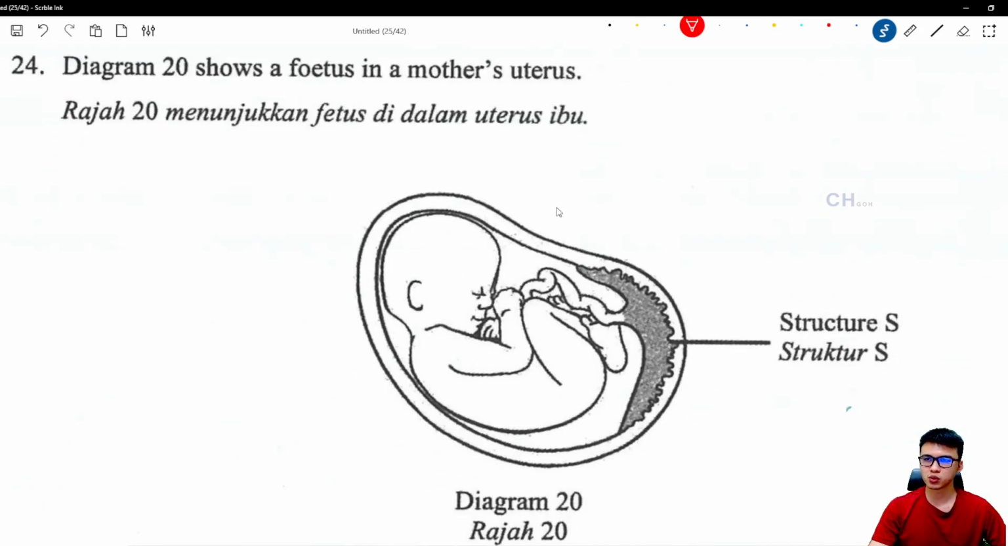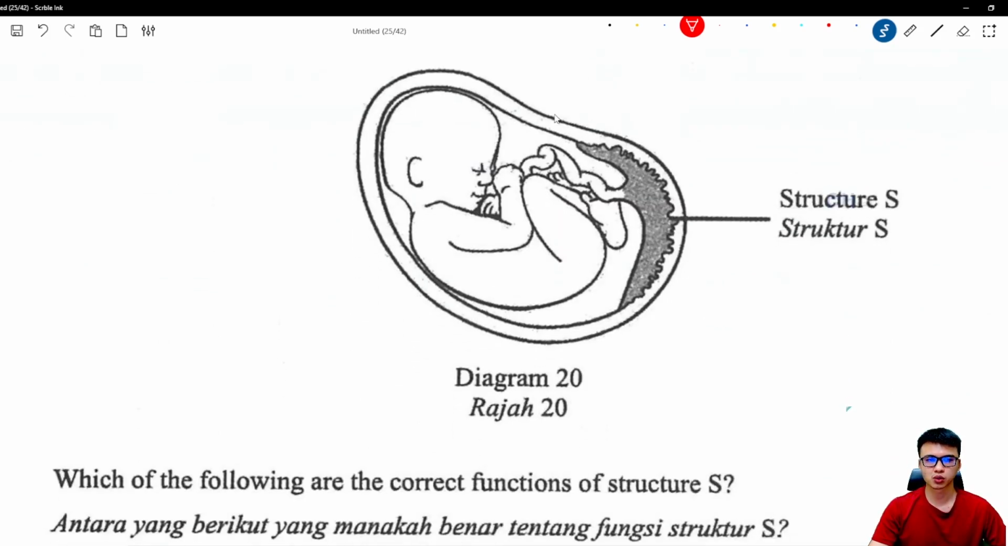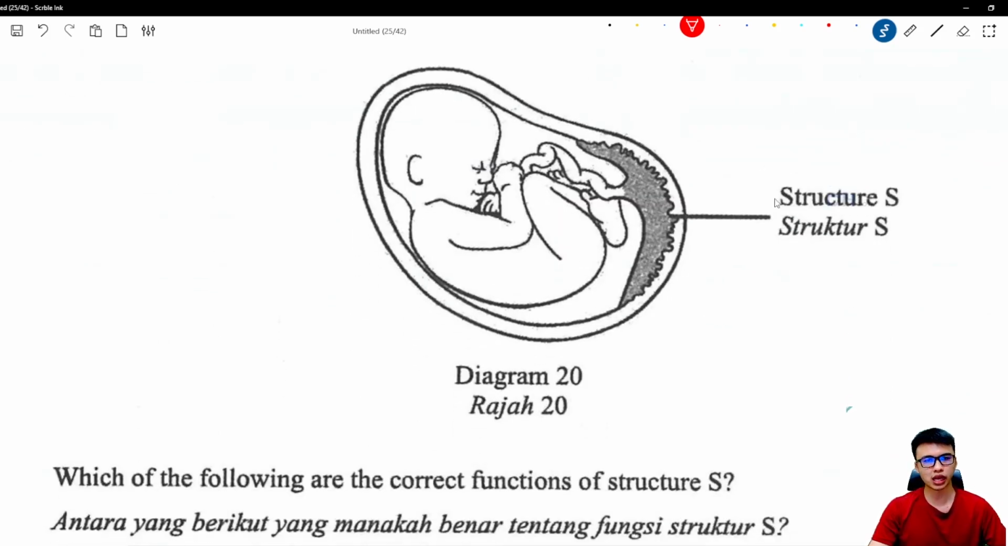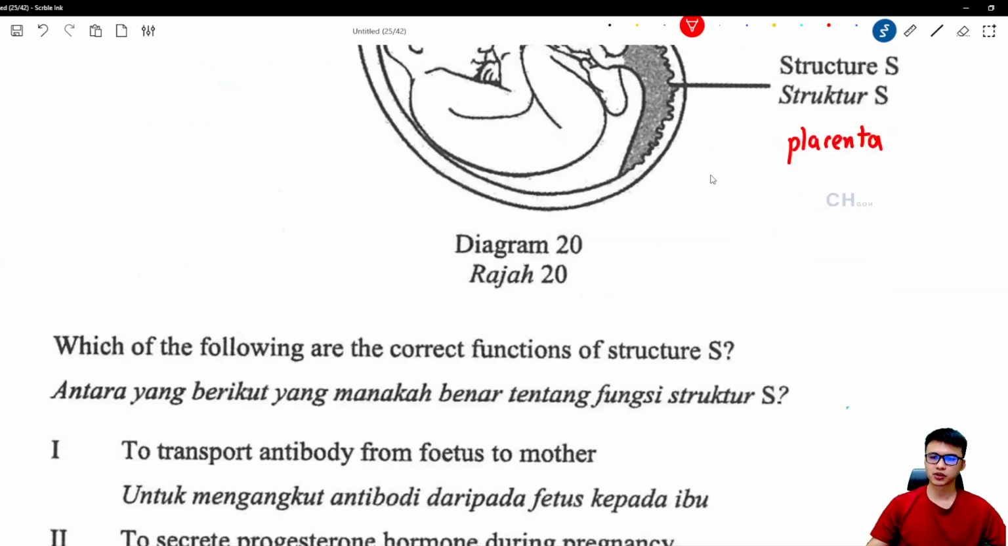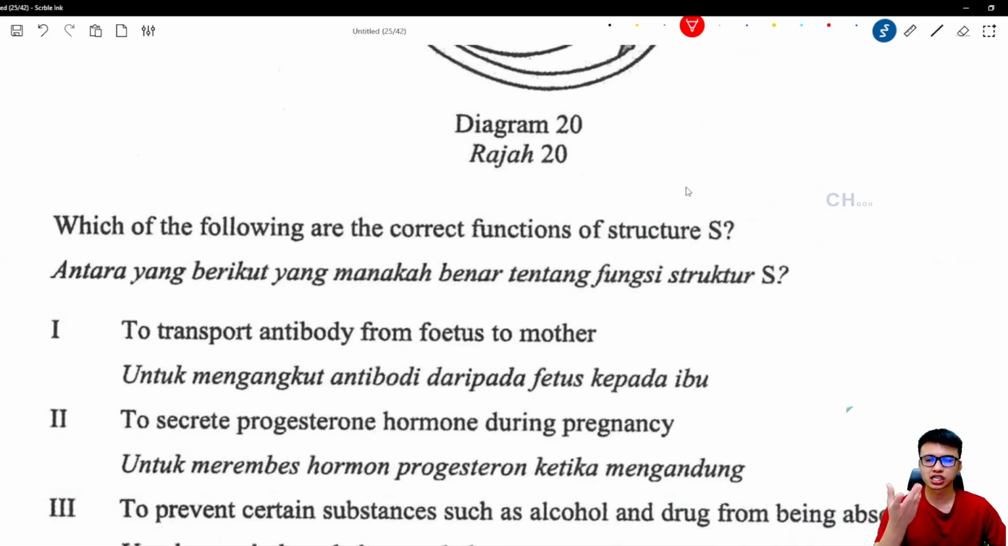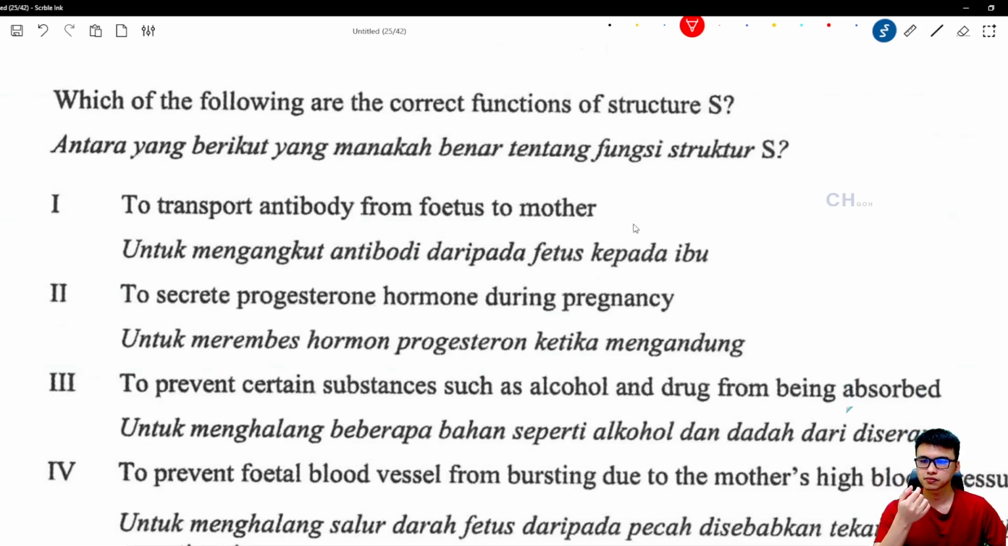Alright, so let's continue with question 24. Diagram 20 shows a fetus in the mother's uterus. We have the structure S. We know that structure X is a placenta. So which of the following are correct functions of structure S? To transport antibodies from fetus to mother? No, it should be the other way around. The mother should transport the antibody to the fetus. To secrete progesterone hormones during pregnancy? Yes.